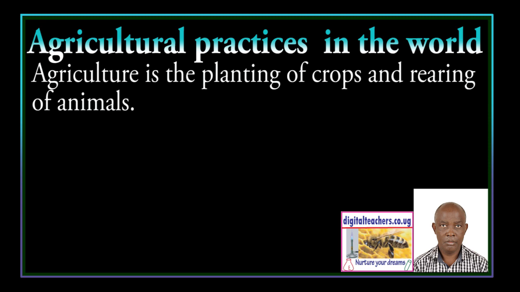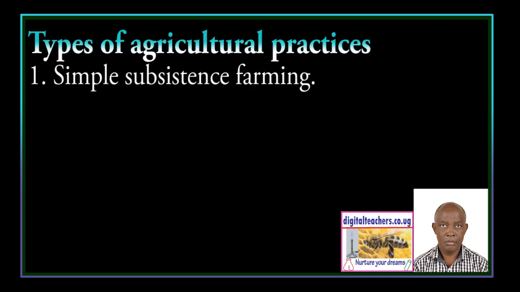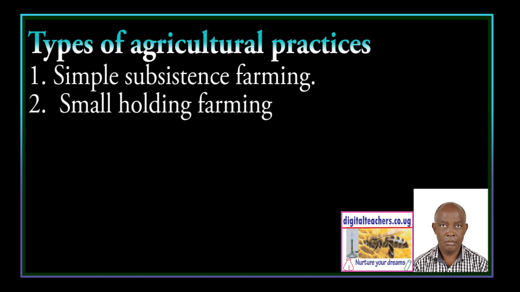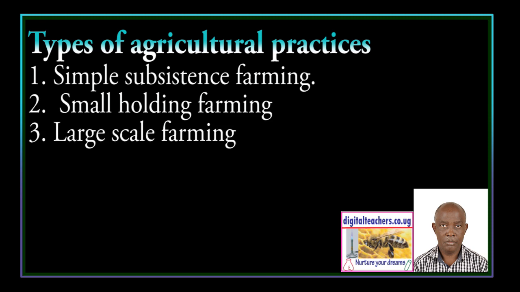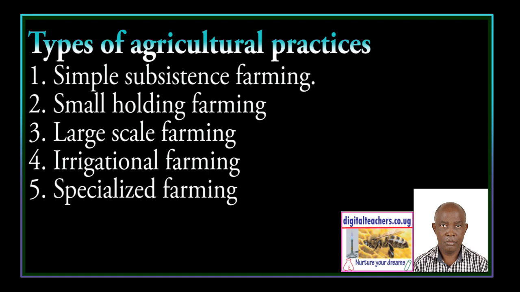Agriculture is the planting of crops and rearing of animals. Agriculture provides food and raw materials for clothing, shelter, and medicine. Types of agricultural practices include simple subsistence farming, small holding farming, large-scale farming, irrigation farming, specialized farming.